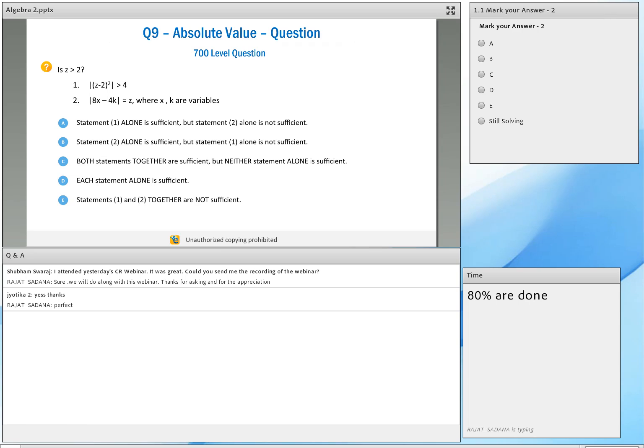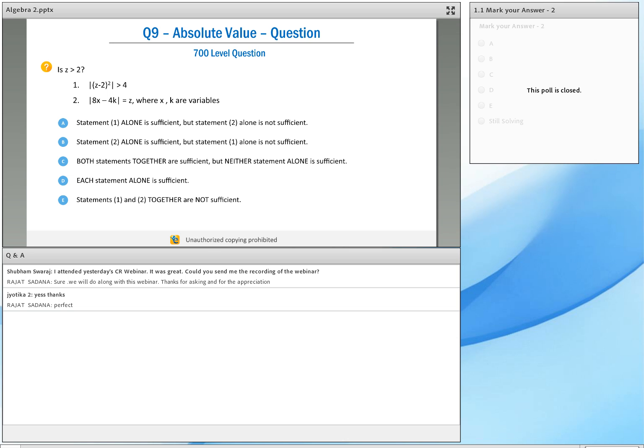Alright guys, 80% of you are done, and I must say the performance is better than it was in the last question, so I'm happier with this question. Alright, so 3, 2 and 1. Let me end the poll.